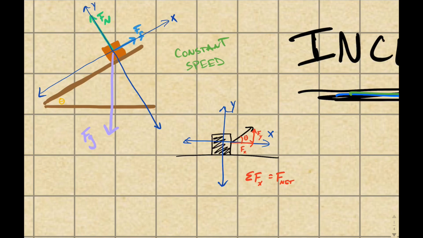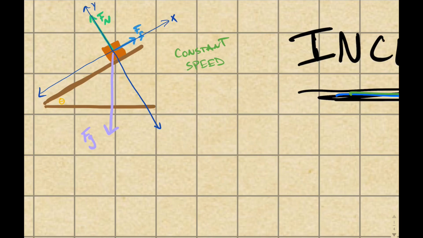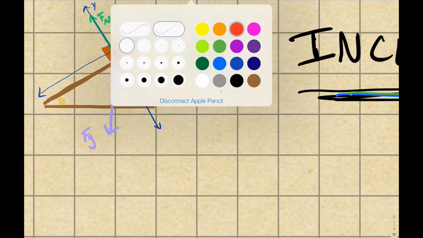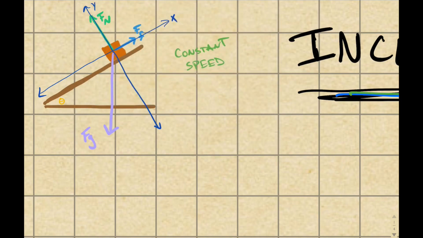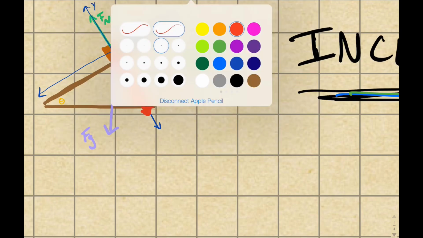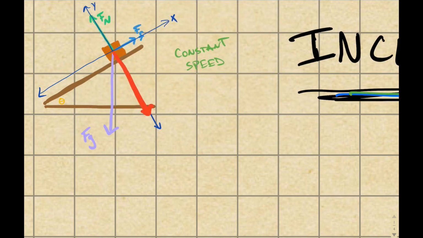We added friction, and that complicated things a little bit, but in the same sense, we understand that we need to find the components of this force here. All right, so in looking for the components of this force here, we can see that we have a certain amount in this direction. That is pretty large. So we have a certain amount in this direction and a certain amount in this direction.